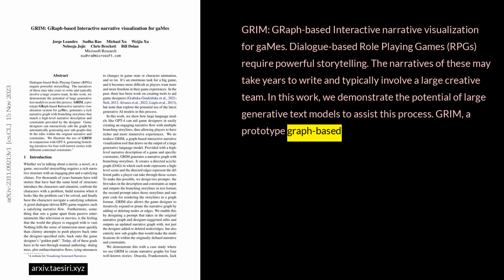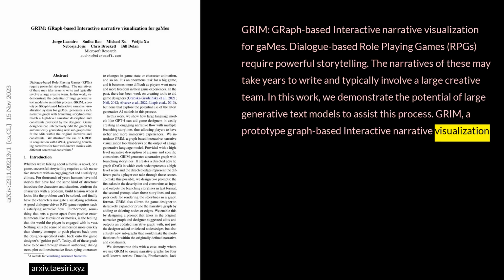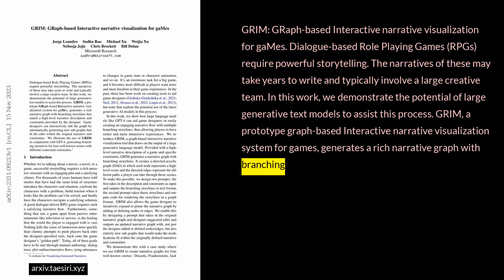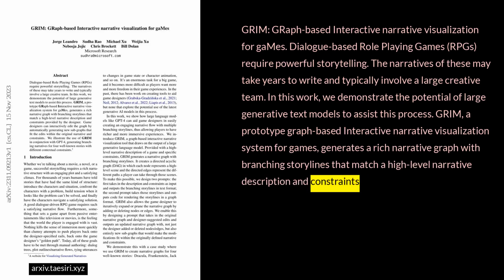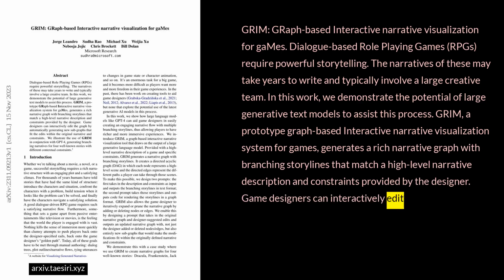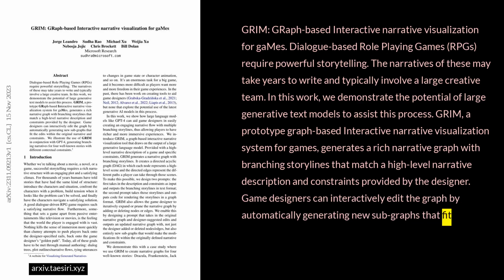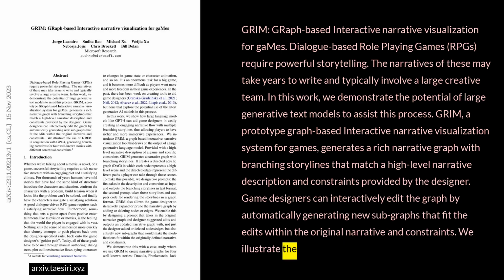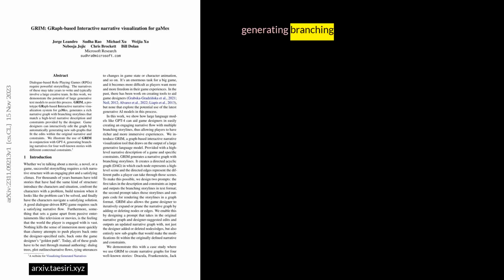GRIM, a prototype graph-based interactive narrative visualization system for games, generates a rich narrative graph with branching storylines that match a high-level narrative description and constraints provided by the designer. Game designers can interactively edit the graph by automatically generating new subgraphs that fit the edits within the original narrative and constraints. We illustrate the use of GRIM in conjunction with GPT-4, generating branching narratives for 4 well-known stories with different contextual constraints.